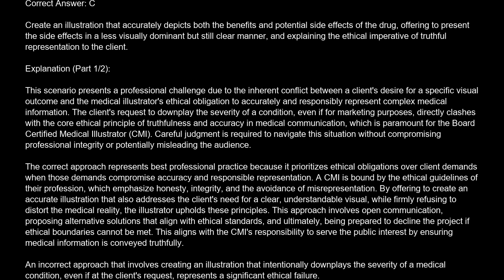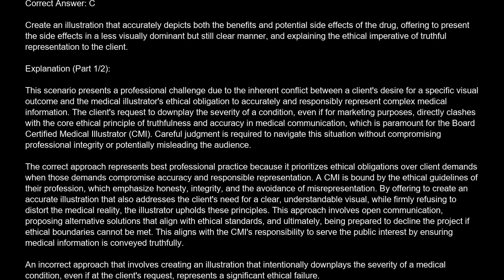Explanation. This scenario presents a professional challenge due to the inherent conflict between a client's desire for a specific visual outcome and the medical illustrator's ethical obligation to accurately and responsibly represent complex medical information. The client's request to downplay the severity of a condition, even if for marketing purposes, directly clashes with the core ethical principle of truthfulness and accuracy in medical communication, which is paramount for the board-certified medical illustrator, CMI. Careful judgment is required to navigate this situation without compromising professional integrity or potentially misleading the audience.